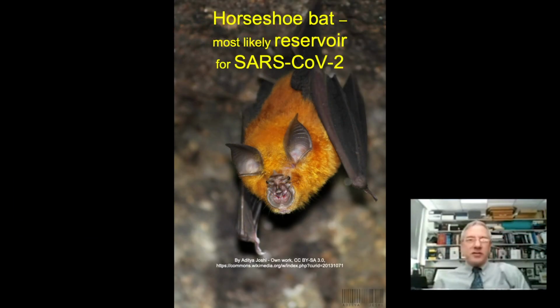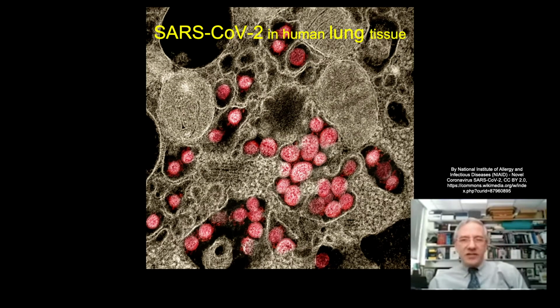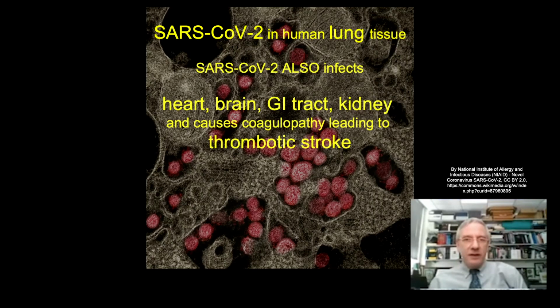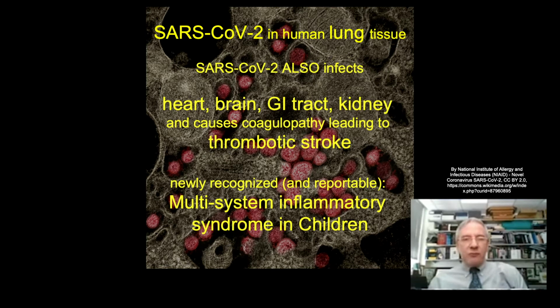This cute little creature is the likely origin of the virus, the horseshoe bat. And this is an artificially colored electron micrograph of the virus in lung tissue. Kind of frightening to me personally. These are nuclei, and these in red are the viruses. But you may not know that the virus also infects heart, brain, GI tract, kidney, and it can cause a coagulopathy leading to thrombotic stroke, even in young, otherwise healthy appearing patients. And recently there was a newly reported syndrome, rather rare but serious, the multi-system inflammatory syndrome in children. I'll mention that again in a moment.